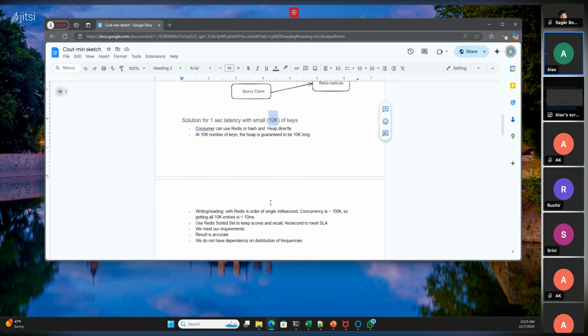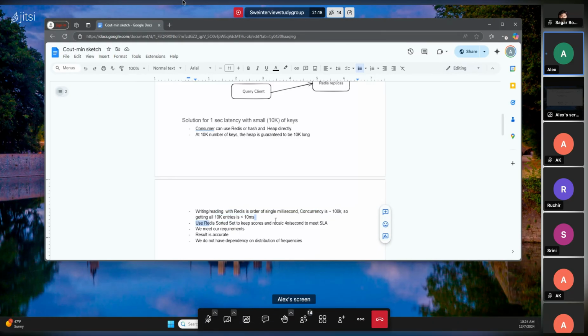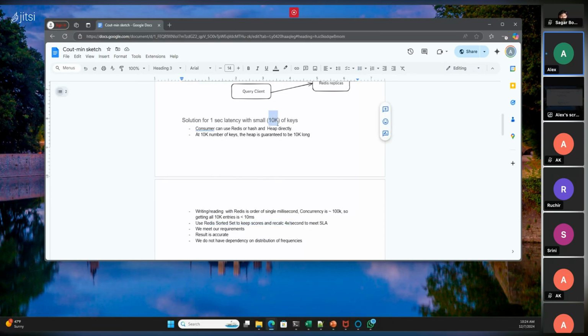Writing and reading to Redis is single millisecond, and similar to DynamoDB, they're about 10 milliseconds, and concurrency is 100K. So we can write all these records very comfortably as we need. Sorted set, we can recalculate 4 times per second. And with the 10K, it will also be a very quick recalculation. We'll have enough time within 1 second.